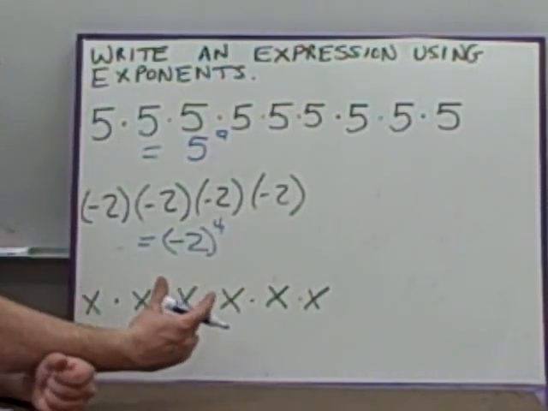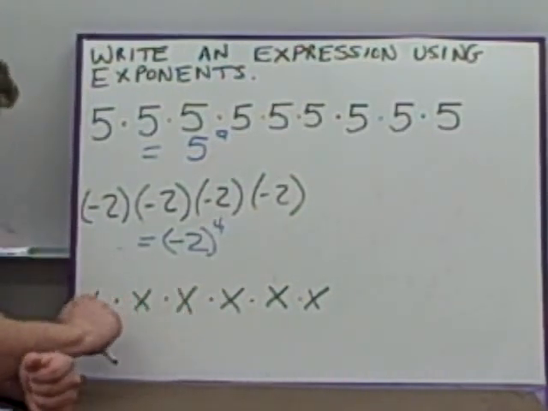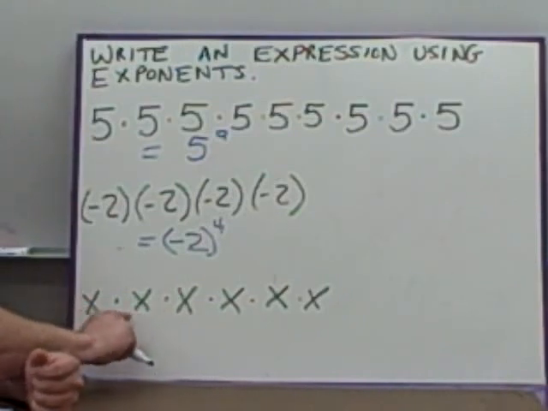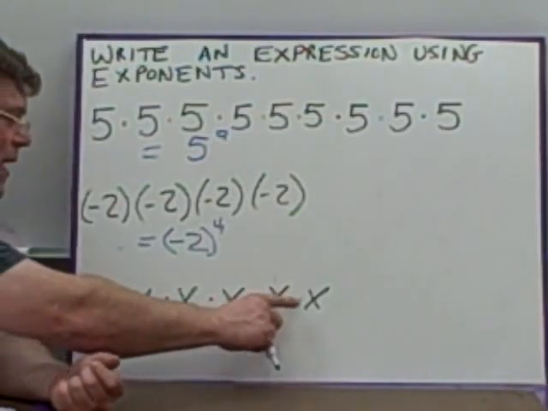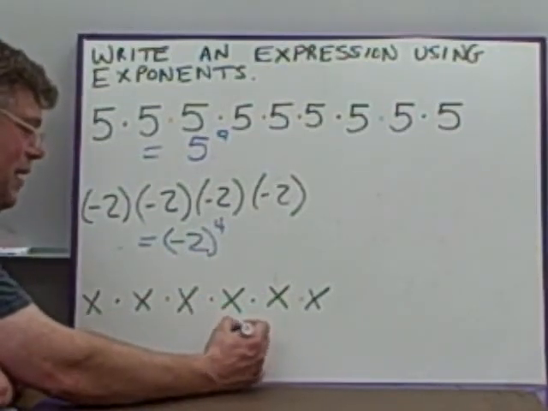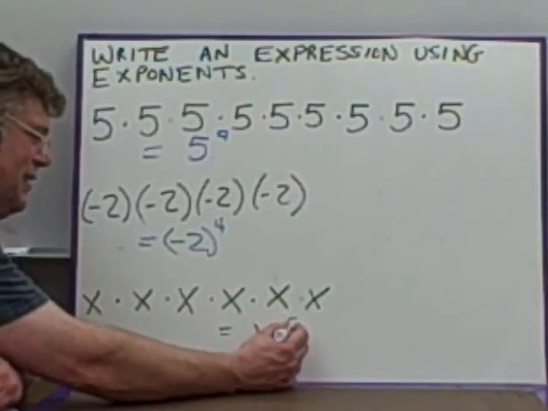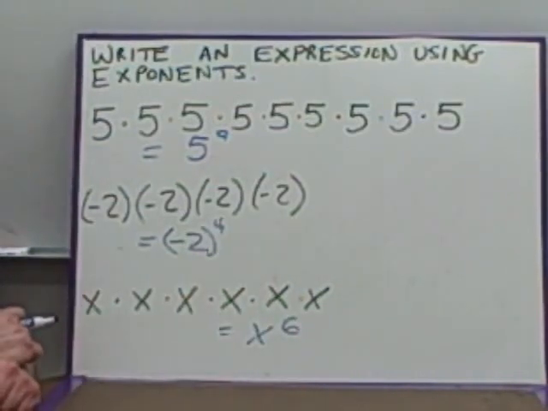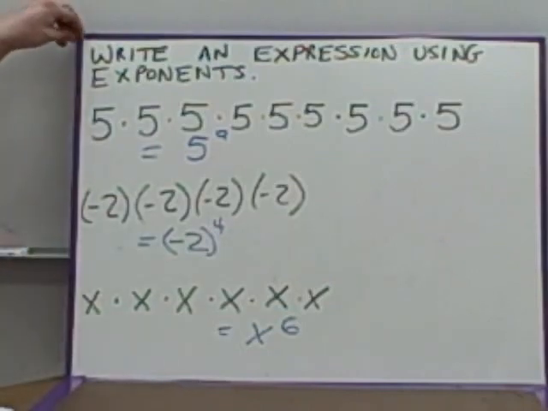Basically, if you have any number being multiplied repeated times like this, you would count up the number of times. 1, 2, 3, 4, 5, 6. I have 6 x's being multiplied here. So that gives me x to the 6th power. That's how to write the expression using exponents.